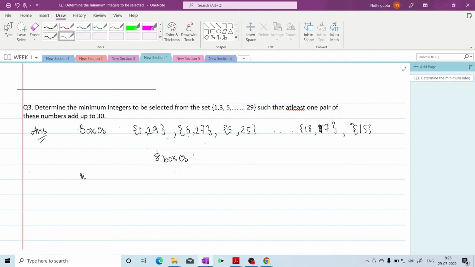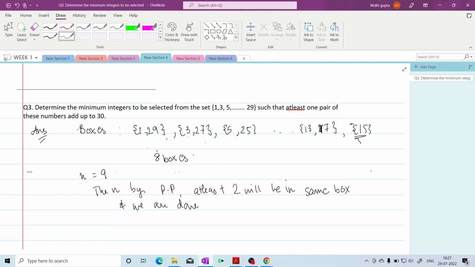So 9 is ours. If n is 9, then by the pigeonhole principle, at least 2 will be in the same box and we are done. Since we are choosing distinct integers, we won't end up with two in the box of 15 alone. Hence there is no problem. So more than 2 elements will lie either in this box or this box or this box. So we are fine.